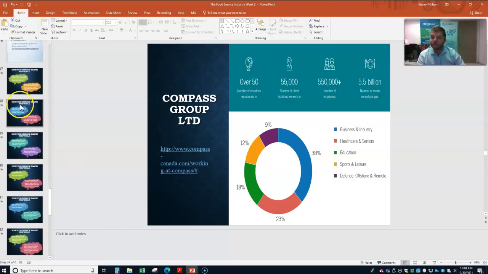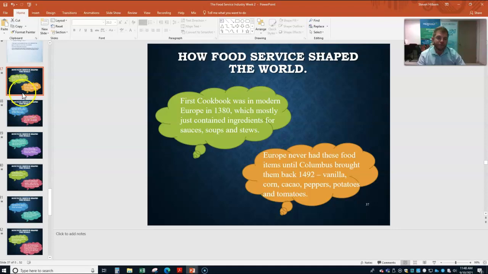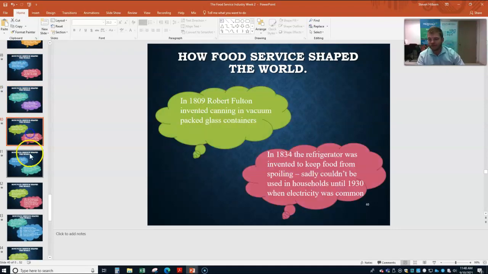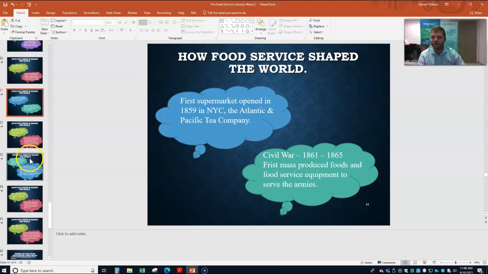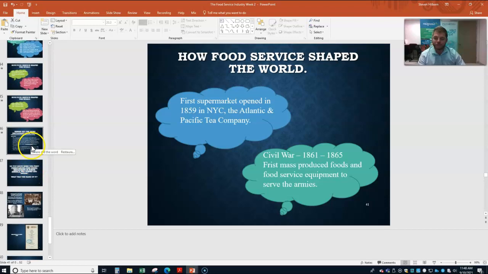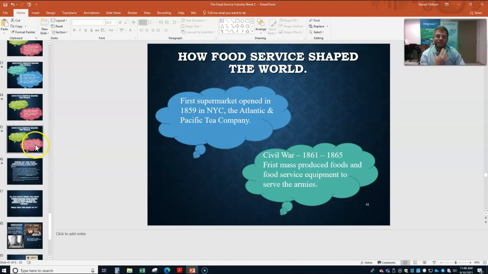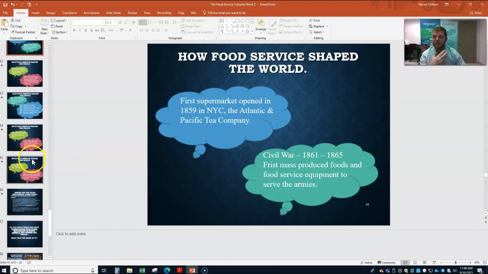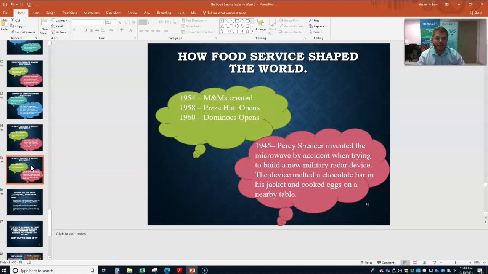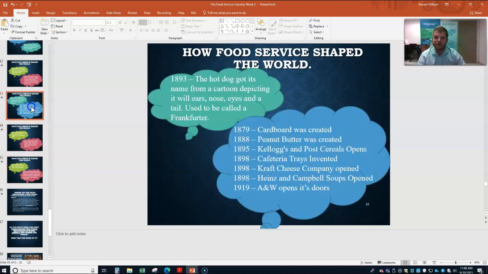The rest of the slides is just a ton of information about how food service shaped the world and some of the first cookbooks and where some of these different food things came out, refrigeration, mass production, what was the first restaurant, the uniform. None of this stuff is going to be on the test, but this is all really kind of cool, fun to know information. How the first potato chip was made and all that. So please, on your own, read through. Let me know if you have any questions about this.